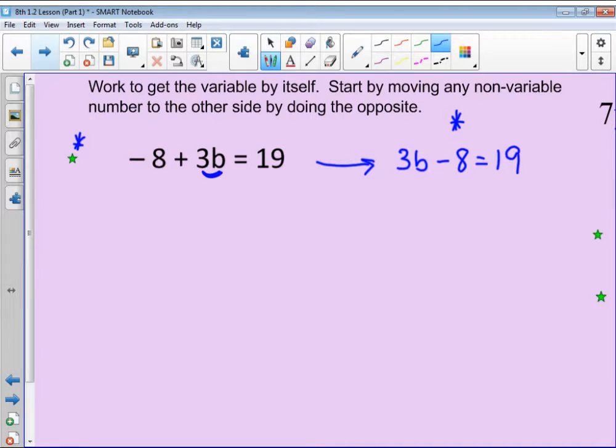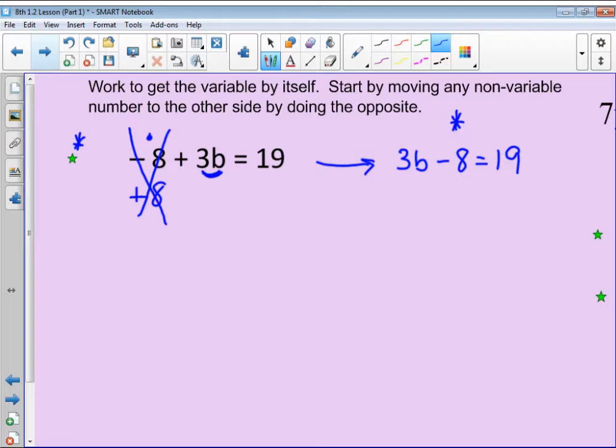They're attached to each other. So I'm not going to shift the 3 yet. I'm going to get rid of the one that does not have the letter or the variable attached to it. So right now I have a -8 here. What's the opposite of -8? That's +8. So +8 to cancel it out, because -8 plus 8 is 0.